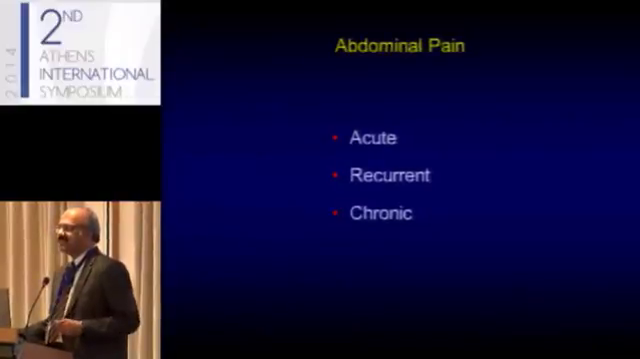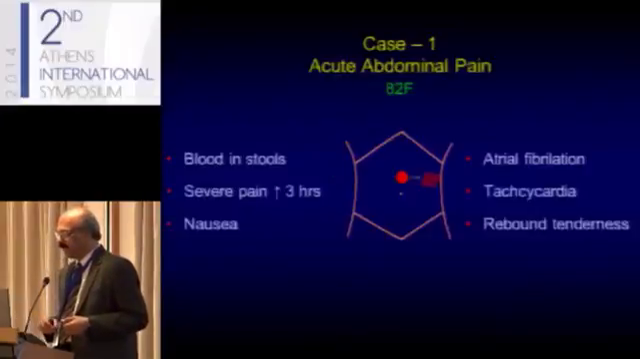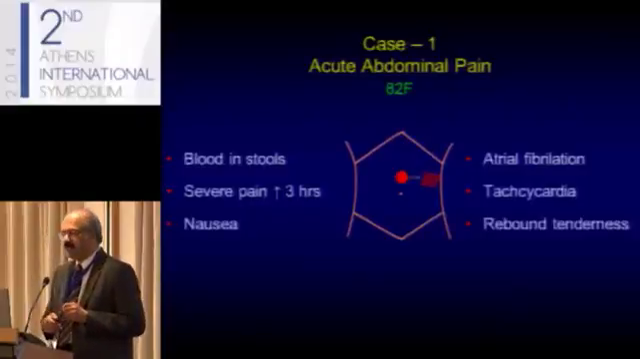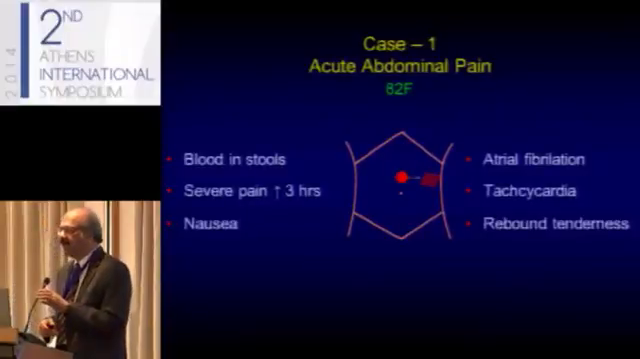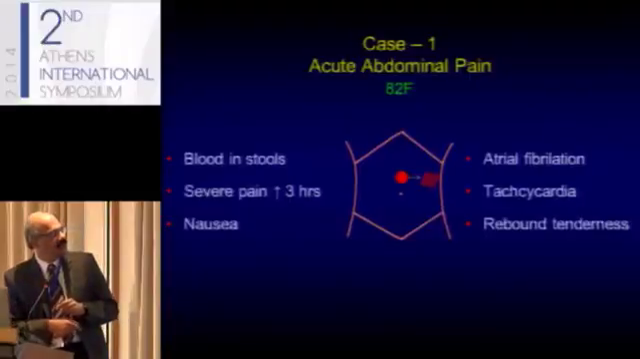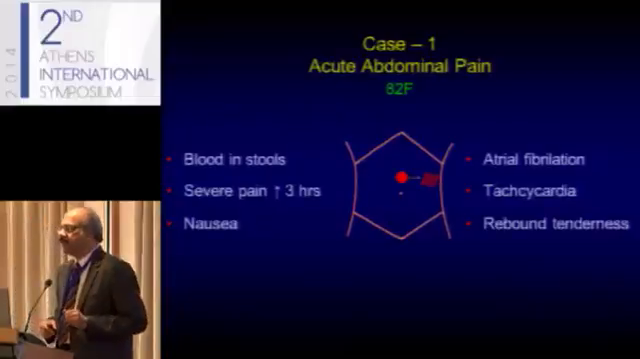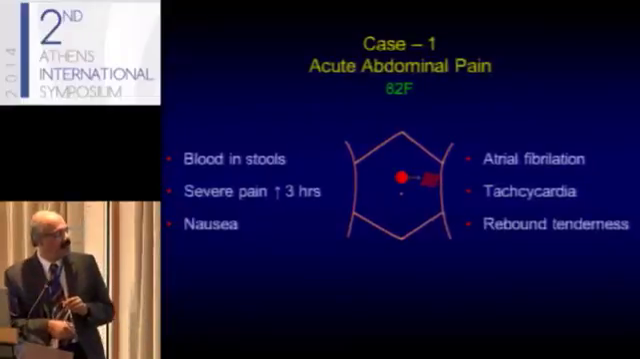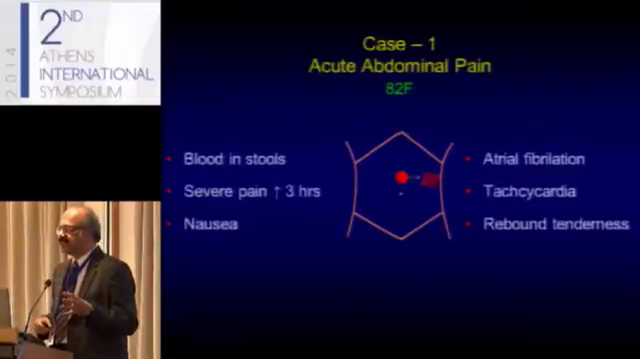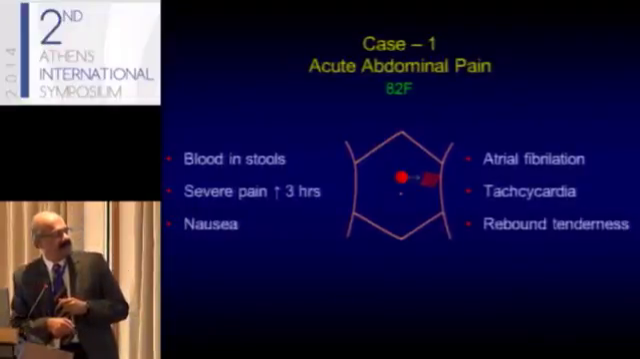So let's analyze this. If you get a patient with abdominal pain, acute, recurrent, or chronic, how should you approach this patient? Let me start first with a case history. This was an 82-year-old female patient who came to us with a sudden onset of abdominal pain. There was blood in the stools. She had severe pain which peaked by about 3 hours' time, and she had nausea. She was slightly hypotensive. Her pain initially was in the umbilical, supraumbilical area, but shifted to the left hypochondrium.